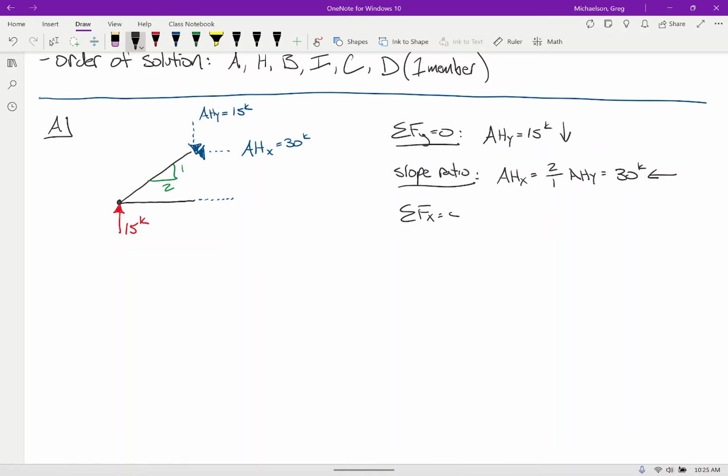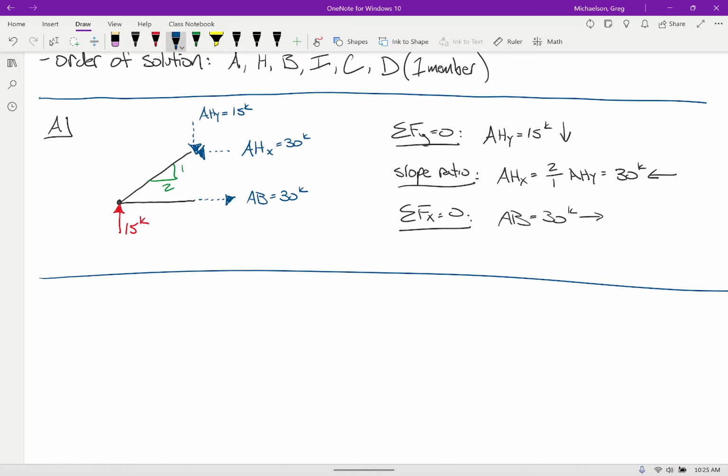Then sum of forces in the X direction is going to give me what? There you go. So would you agree that that joint's kind of done? I mean, it really is, right? So here's something I'm going to do, and don't worry, I'm going to put this on the notebook at the end, but watch this. I'm going to keep myself a nice little record right here on the board.